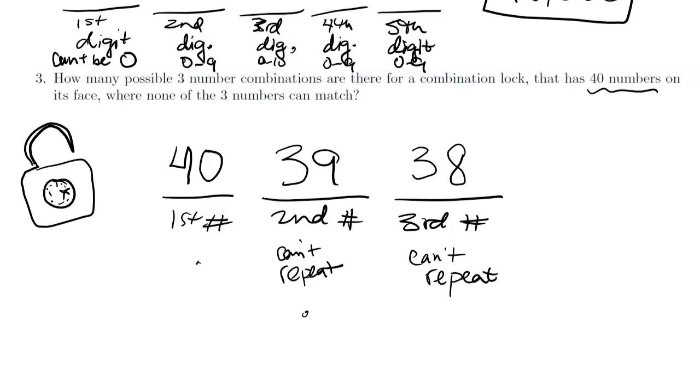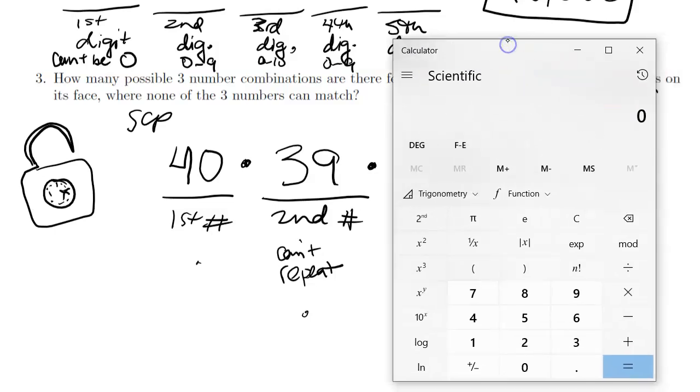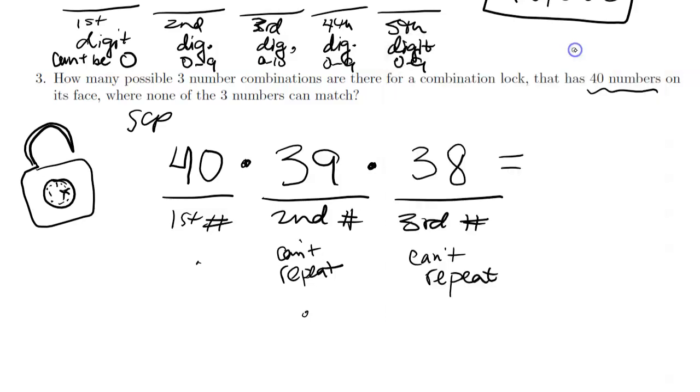So hopefully you had already tried this one and we can get a feel for how to do this. So 40 for the first option, 39 for the second, 38 for the third, and then the sequential counting principle says multiply those numbers together to get the total number of options. So if we pull up our calculator, we'd have 40 times 39 times 38 is 59,280.